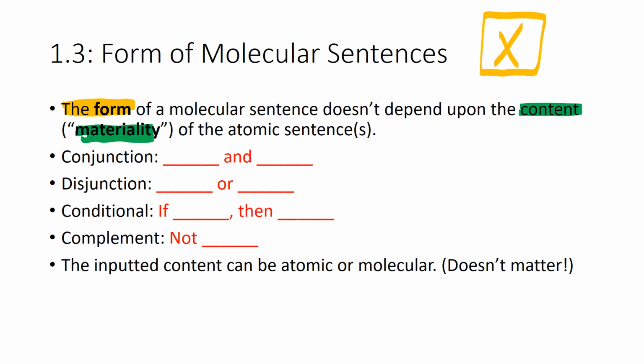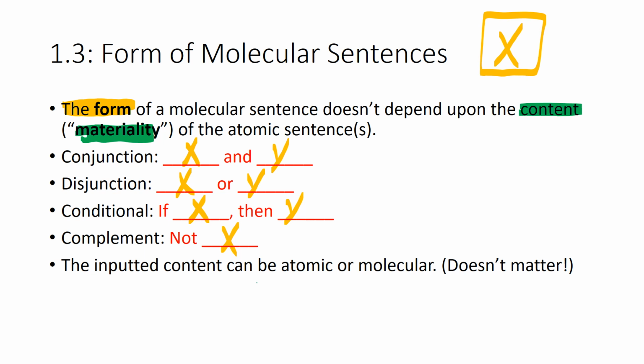We can also think about molecular sentences in this very abstract, formal sense. A conjunction could be thought of as X and Y, a disjunction X or Y, a conditional, a hypothetical, if X then Y, and a complement or negation, not X.